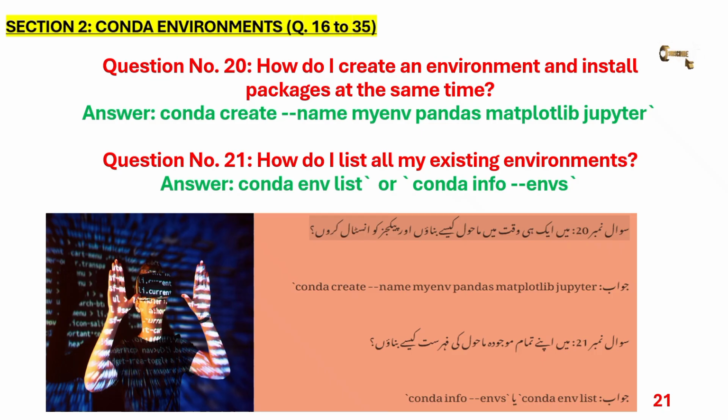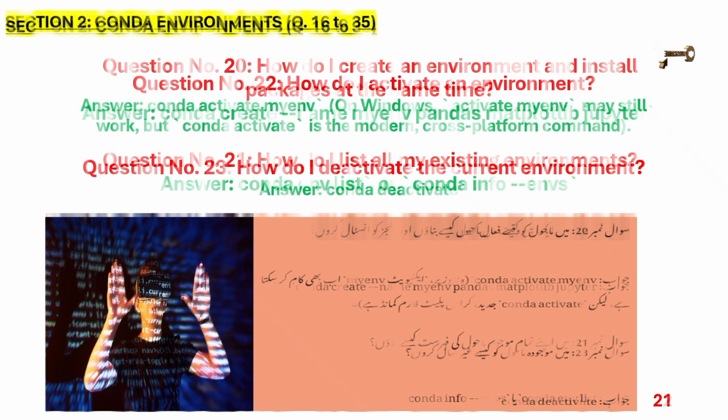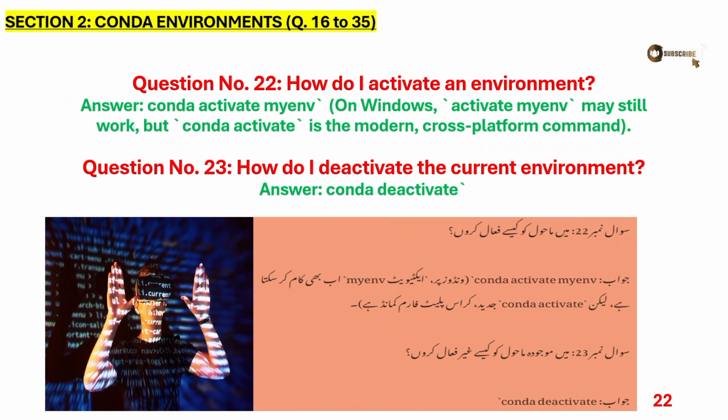Question number 21. How do I list all my existing environments? Answer. conda env list or conda info --envs. Question number 22. How do I activate an environment? Answer. conda activate myenv. On Windows, activate myenv may still work, but conda activate is the modern cross-platform command.